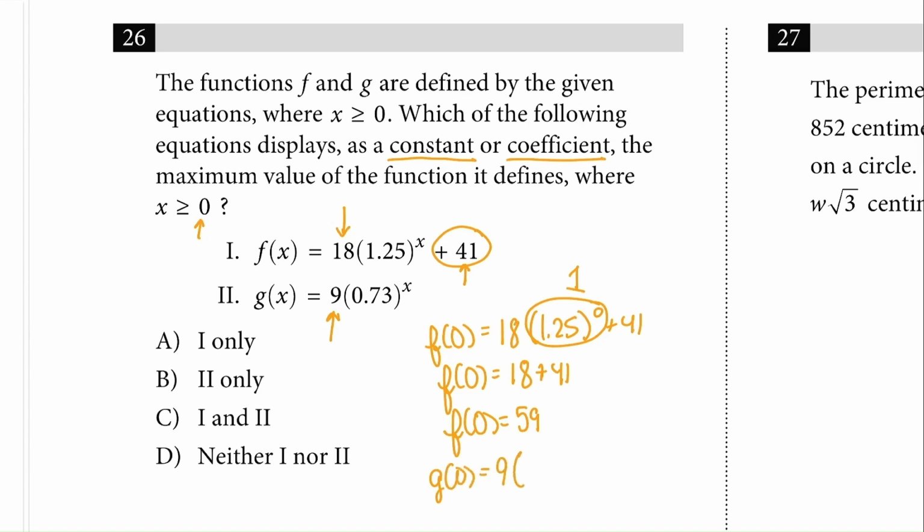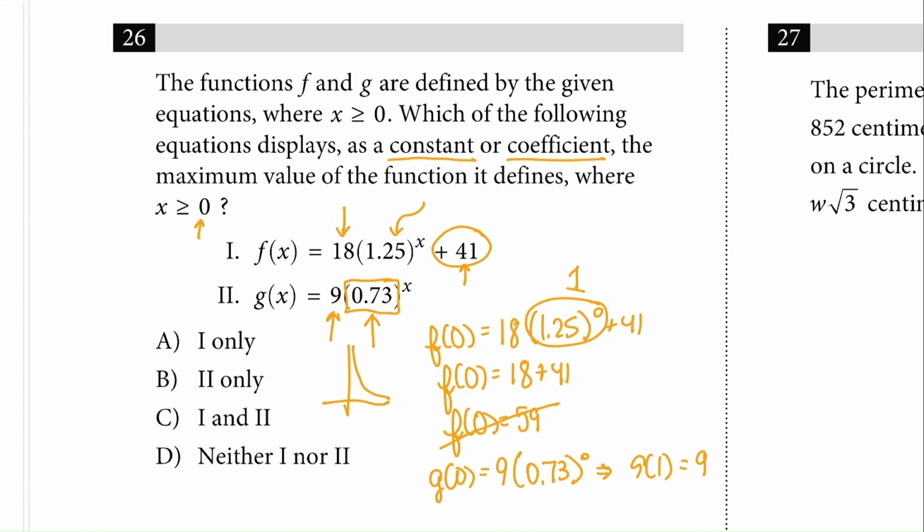So if we have 9.73 to the 0, that's going to be 9 times 1, which is 9. Now, the reason I solved this equation the way that I did is because the second equation is a decay function here. So remember that this is less than 1, so the graph is going to look something like this. This one is actually a growth function and it has no maximum, which is why this guy was just not going to work that way.